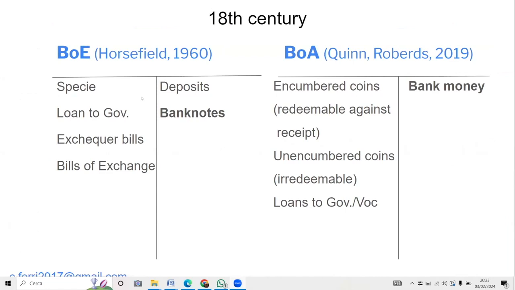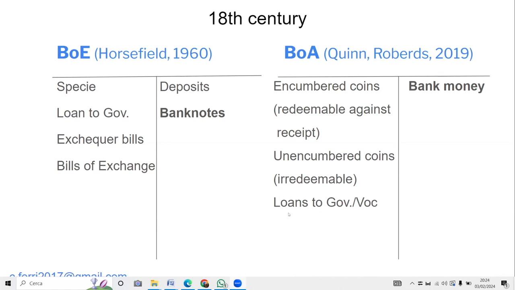For the Bank of England, you have in the asset side specie, the loan to the government, exchequer bills, bills of exchange, and in the liability side, deposits and banknotes. For the Bank of Amsterdam, you have in the asset side specie, but in this case, it's divided in the encumbered coins and unencumbered coins, because the Bank of Amsterdam at the end of the 17th century made a reform and gave a receipt for each deposit, stating that the previous deposits which didn't have a receipt were unredeemable. So only one part of bank money that is in the liability side was redeemable, and this is so the birth of fiat money or quasi fiat money.